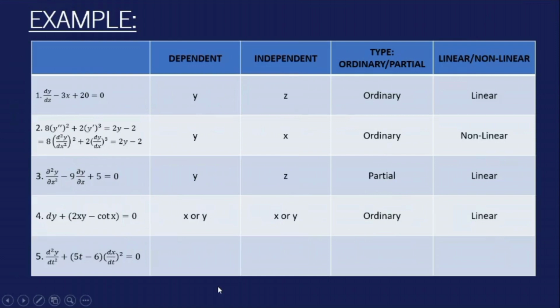So let's proceed to number 5. The dependent variables are x and y. So here is x and here is y. The independent variable is only t. And the type of differential equation is ordinary because there is only one independent variable, only t. Linear or nonlinear? It is nonlinear because the degree is not only the first degree; it is 2, d squared x over dt squared. So it is nonlinear.